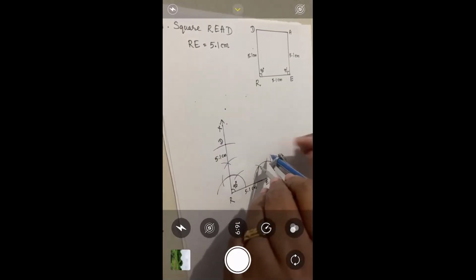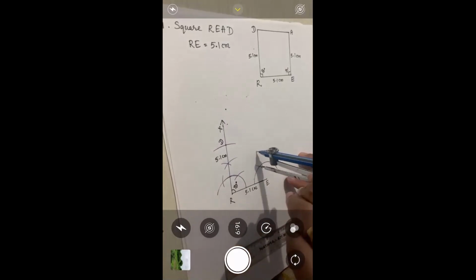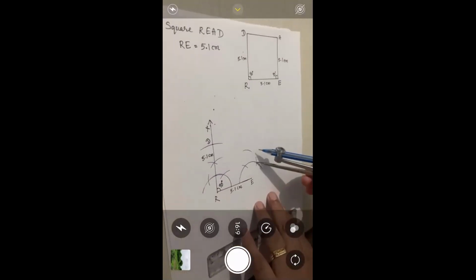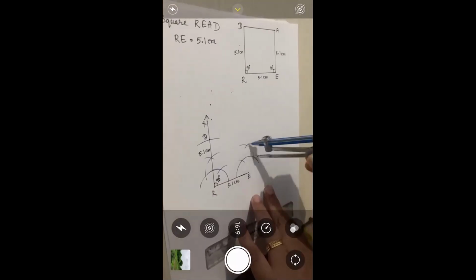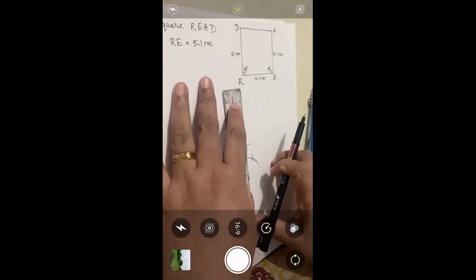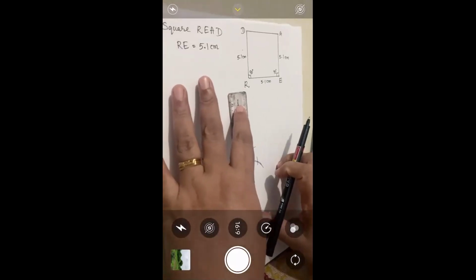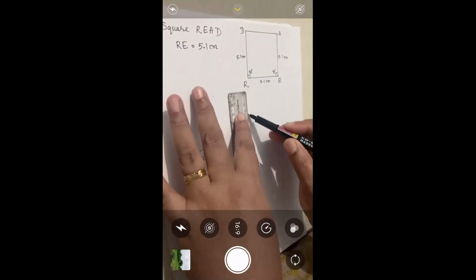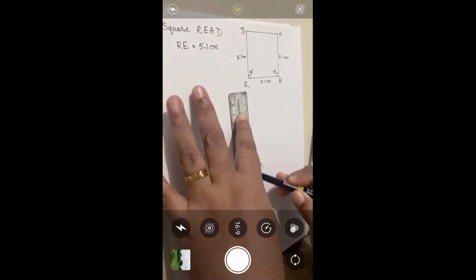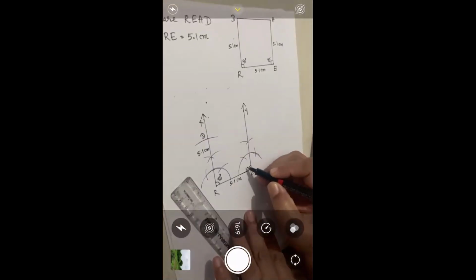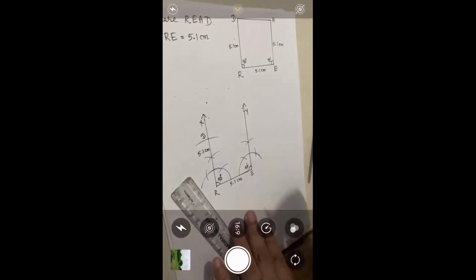Now keeping little less radius than this, draw an arc on the upper region, and keeping the other point as center, draw another. Both arcs intersecting, we will get the point of intersection, and we will draw the ray. We can give the name Y. So at E also we have constructed angle 90 degree.